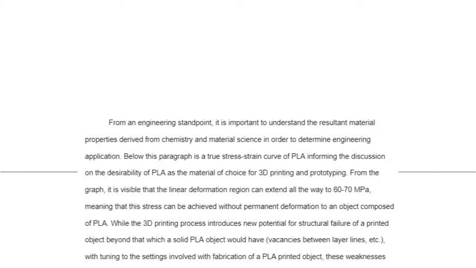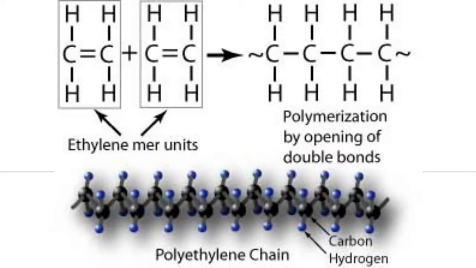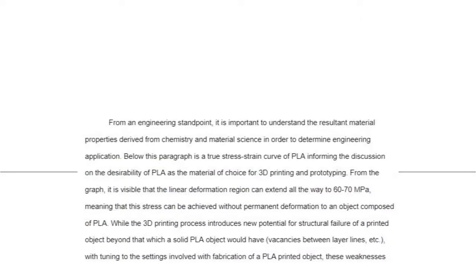From an engineering standpoint, it is important to understand the resultant material properties derived from chemistry and material science in order to determine engineering application. Below this paragraph is a true stress-strain curve of PLA informing the discussion on the desirability of PLA as the material of choice for 3D printing and prototyping.